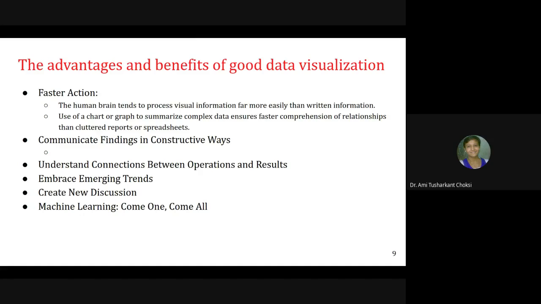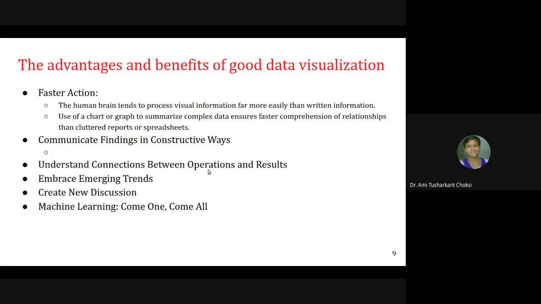Constructive ways. See, if it is an Excel sheet and you are giving the report, people will read it and say, yes, ma'am, we can understand it. The rows are there, columns are there. Obviously, we can understand that. But can you interpret that? You cannot, right? So what should you do? If it is communicated in a constructive way, that is, using graphs, charts, then it can be interpreted easily, isn't it?